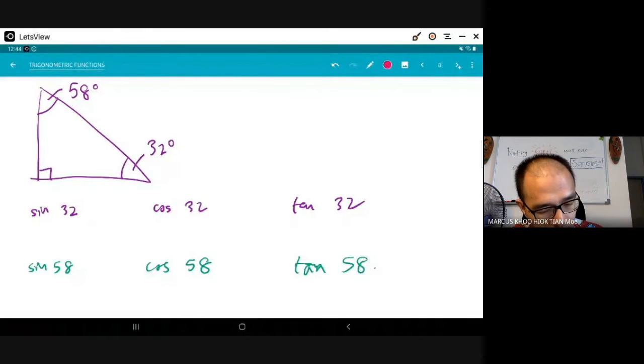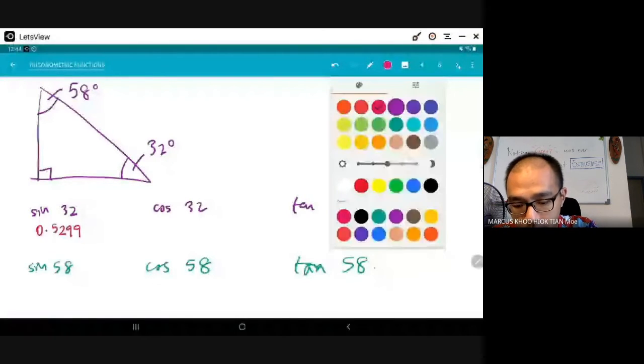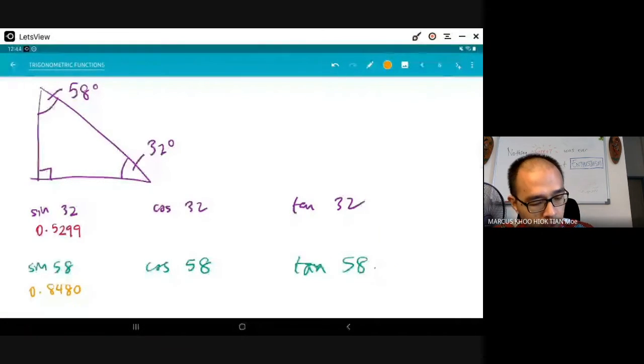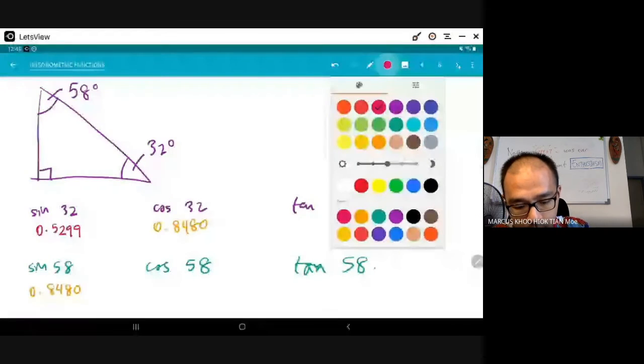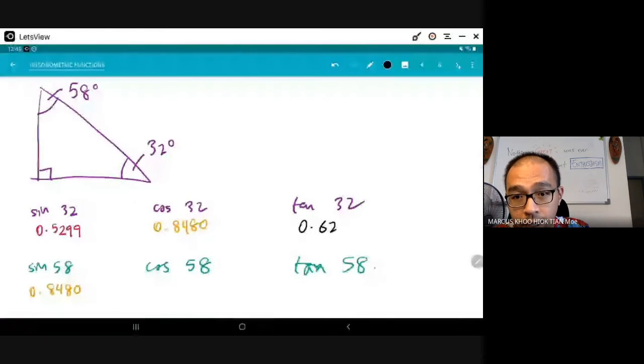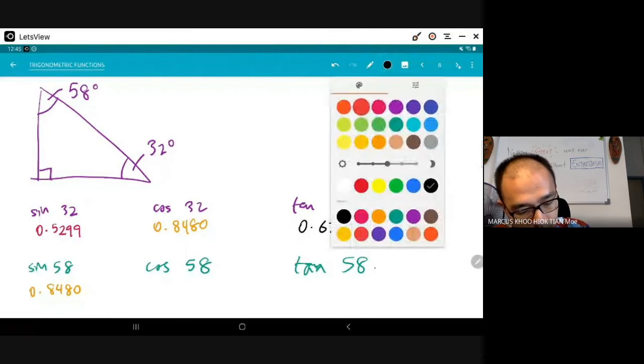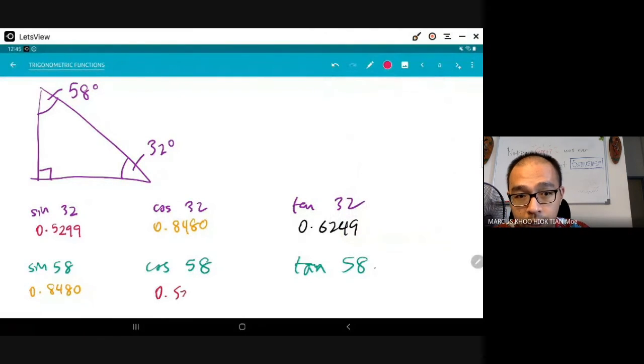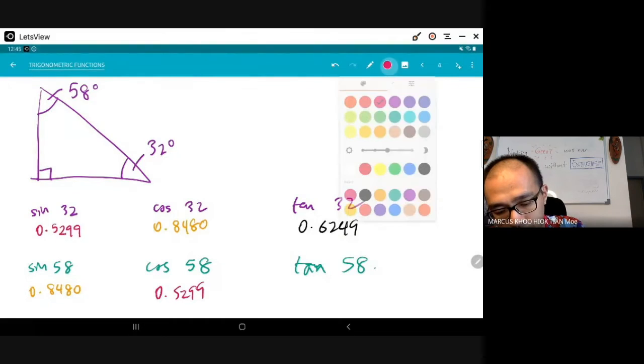Sine 32 is 0.5299. Sine 58 is 0.8480. Cos 32 is 0.8480. Tangent 32, 0.6249. Cos 58 is 0.5299. Tangent 58 is 1.60. Okay.